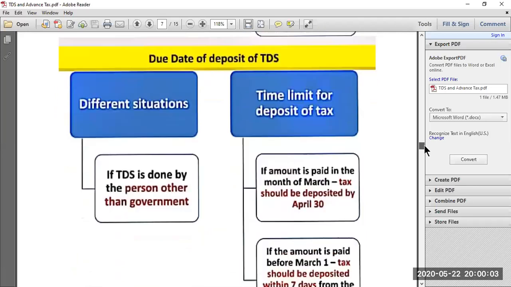Now there is another situation: if the TDS is deducted by a person other than the government. If there is any other person who is deducting TDS apart from the government, then let us look at what the time limit is. If the amount is paid in the month of March, tax should be deposited by April 30th. So if any payment is made and deduction done for such payment in the month of March, then the tax should be deposited by April 30th, that is next month.